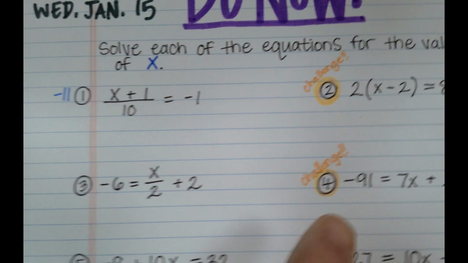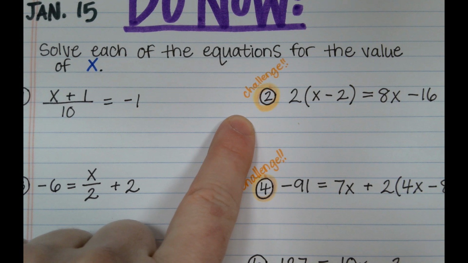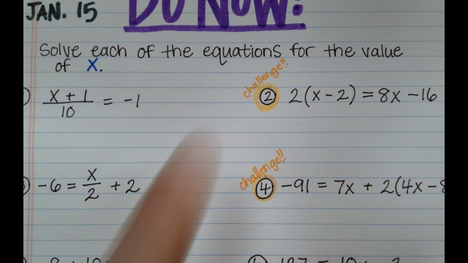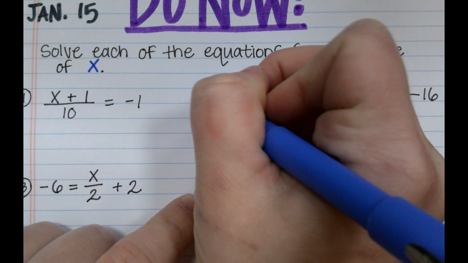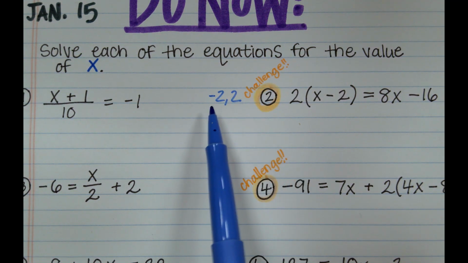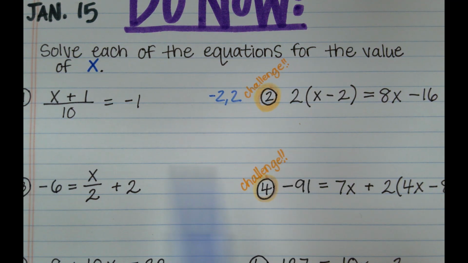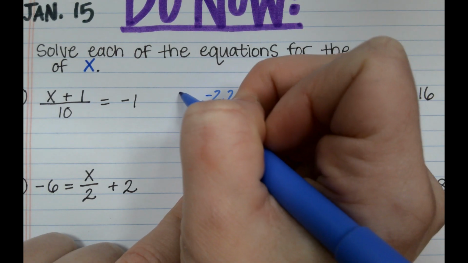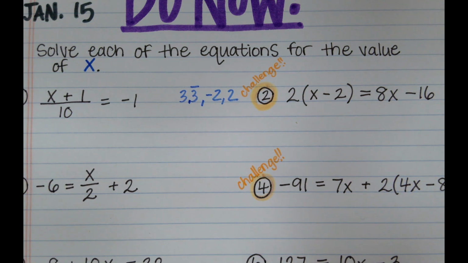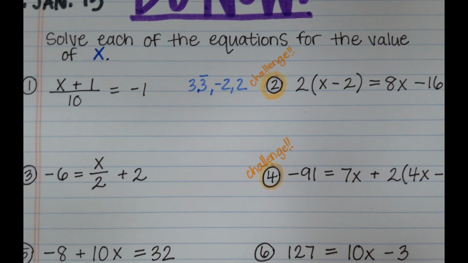Okay, moving on. Let's look at number 2. Anybody attempt number 2? -2. -2. Did you get +2? Okay, so we got 2 answers for that one. -2, +2. Anything else? 3.3 repeated. 3.3 repeating? Okay, let's put that one down. 3.3 repeating. Okay. Any other answers or just those 3?